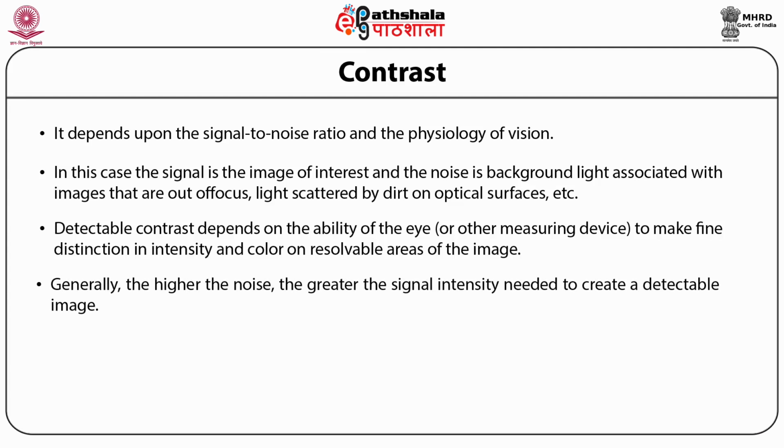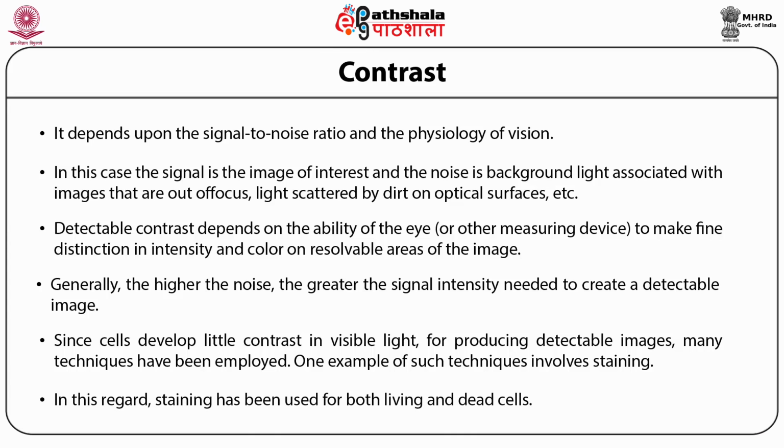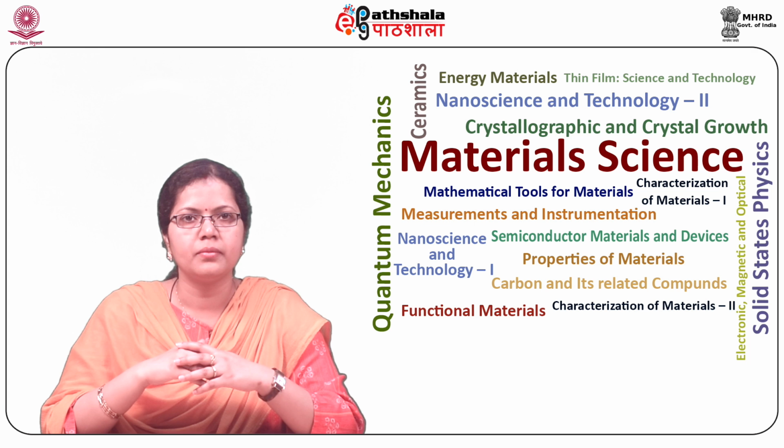Generally, the higher the noise, the greater the signal intensity needed to create a detectable image. Since cells develop little contrast in visible light, many techniques have been employed for producing detectable images. One example of such techniques involves staining. In this regard, staining has been used for both living and dead cells.